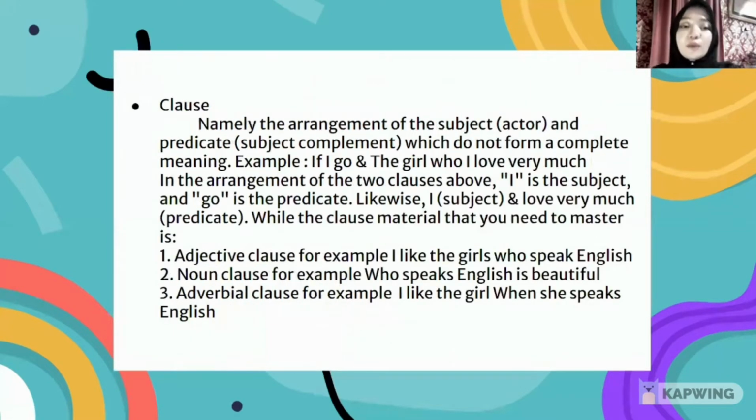And the third is about clause, namely the arrangement of the subject, also actor, and predicate or subject complement, which do not form a complete meaning. Example, "if I go" and "the girl who I love very much". In the arrangement of the two clauses above, I is the subject and go is the predicate. Likewise, I is subject and love very much is predicate.